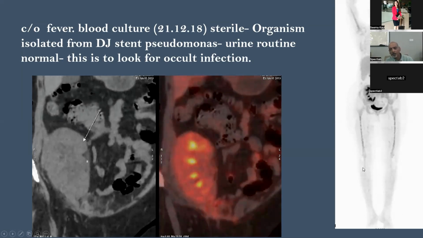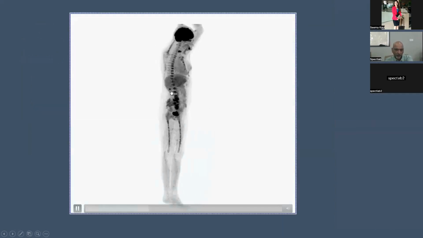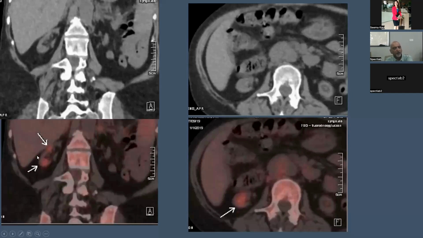But look at the whole body scan. That's the transplant. There's a tiny dot over here. Can you see that? So once you trifurcate on that tiny dot in the region of native kidney, you can see focus of uptake in the renal cortex of native kidney. Now, what could this be? Focus of pyelonephritis involving the native kidney, the kidney which is dysfunctional.